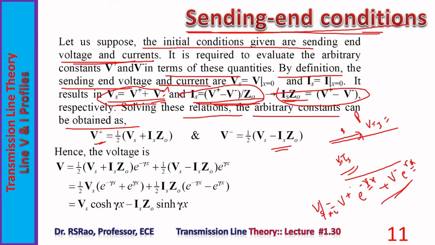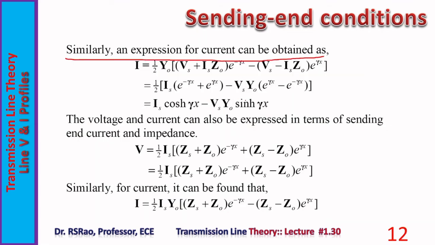Substituting those things in the general expression for V, we have, ultimately, with a little bit of manipulation, V is Vs cosh gamma x minus Is Z naught sinh gamma x. Similarly, an expression for current can also be obtained. Same way, like the way we obtained the expression for voltage, current also can be obtained. The voltage and current can also be expressed in terms of sending end current and impedance. Instead of sending end voltage, you can consider sending end impedance and express the voltage.